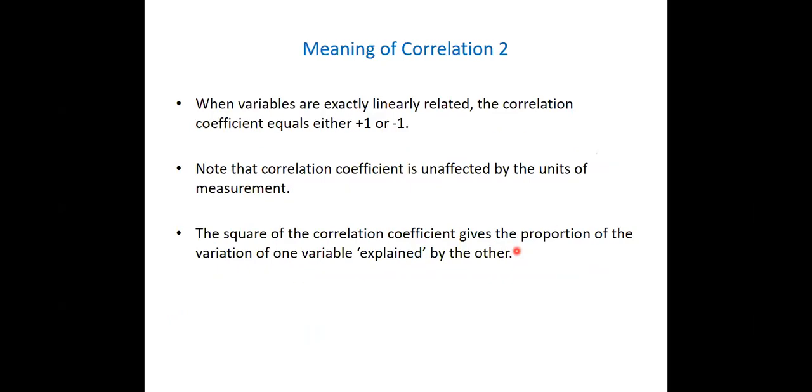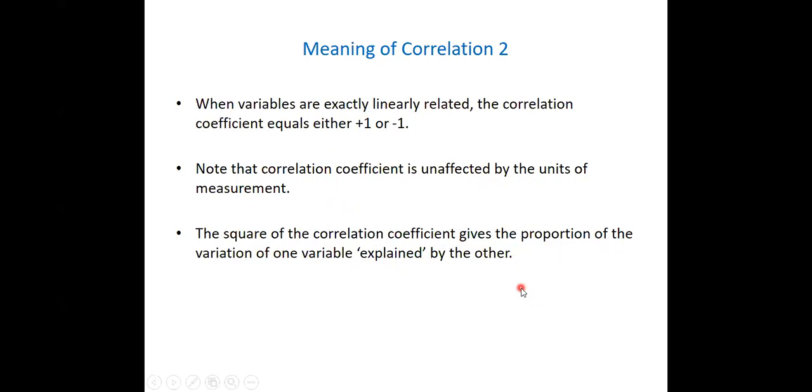When variables are exactly linear, they are linearly related, the correlation coefficient will be exactly 1, either +1 or -1. So if perfectly, all the time, as one increases, the other one increases, one for one like that, that shows that it's perfectly correlated. The strength of association will be 1, either positive or negative, depending on whether it is positive correlation or negative correlation. Note that the correlation coefficient is unaffected by the unit of the measurement. I've said that before.